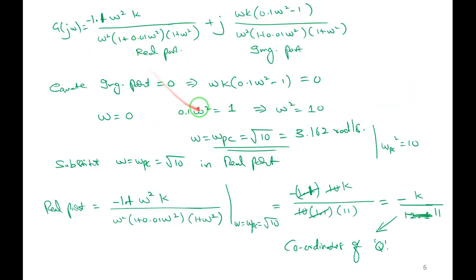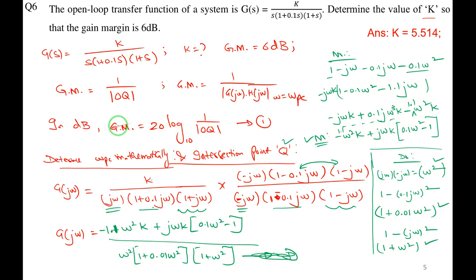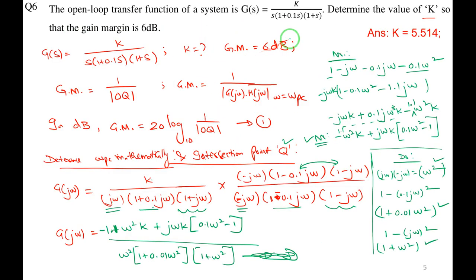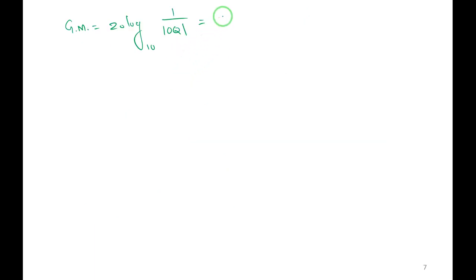So what is the gain margin formula? I have called this equation 1. Gain margin is equal to 20 log of 1 by magnitude of OQ, to the base 10. And the gain margin is given as 6 decibels. So 20 log of something will be in decibels. Then log of 1 by magnitude of OQ to the base 10.